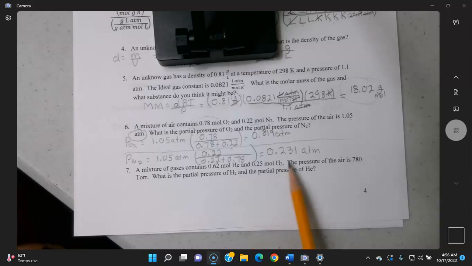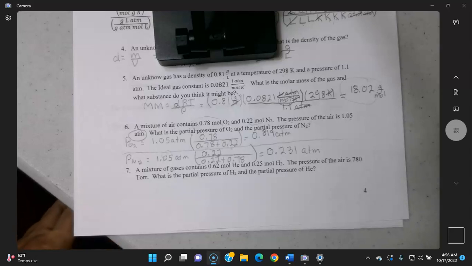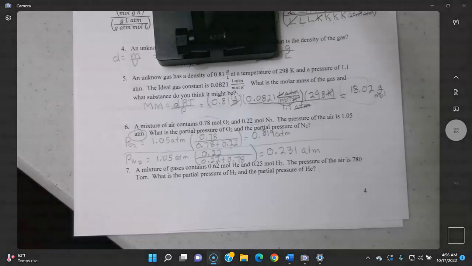Okay, this one is the same, 7. You do it the same way. You use a mole fraction of each, and then the total pressure is given to you, this time in torr. That doesn't matter, just means your final answer is going to be in torr rather than atmospheres. You don't have to convert. Okay, there's no reason to convert to atmospheres in this.